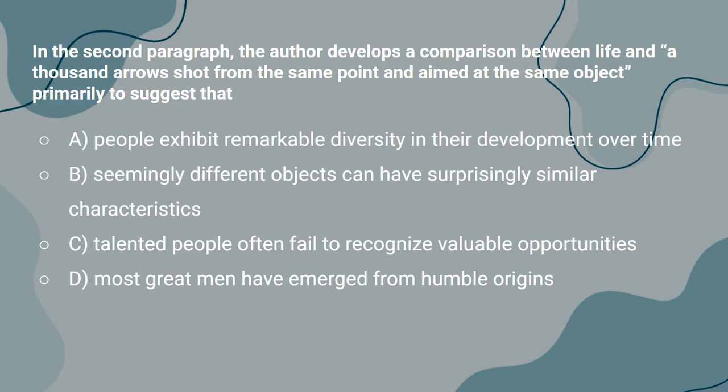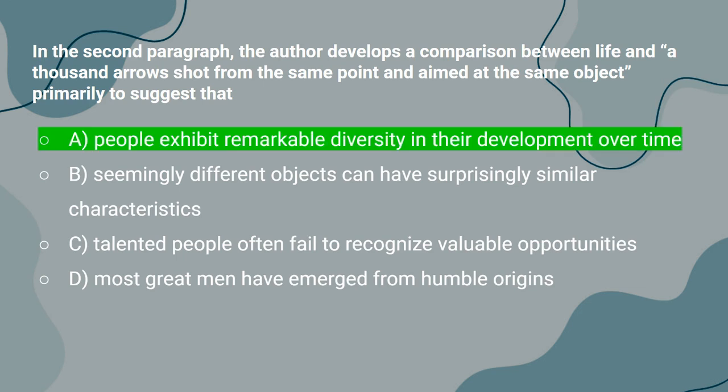C, talented people often fail to recognize valuable opportunities. No, that's not it at all. That has nothing to do with it. And D, most great men have emerged from humble origins. That one could be it, in theory, the idea of like going from different ideas but straight. But again, it's saying everyone starts from the same point. So this thesis saying that 1,000 arrows starting and ending at the same point, but they're flying off their paths, exhibit a remarkable diversity in their development over time. So the answer here is going to be A.